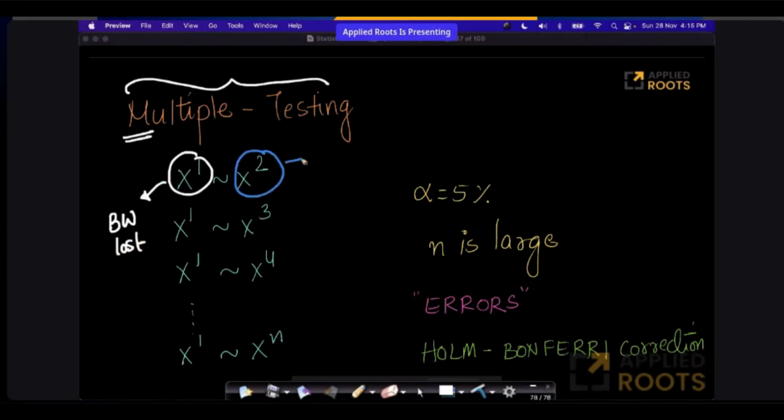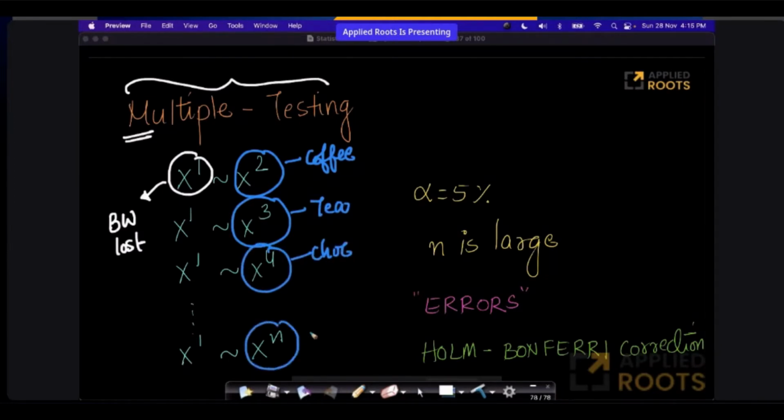X2 is, let's say, how much coffee you drink. X3 could be how much tea you drink. X4 could be how much chocolate milk you drink. Xn can be how much coconut oil you drink. In some parts of the world, people love coconut oil, right? So let's assume there is a crazy guy who says, I will test whether you will lose body weight or not by comparing against tons of other things.